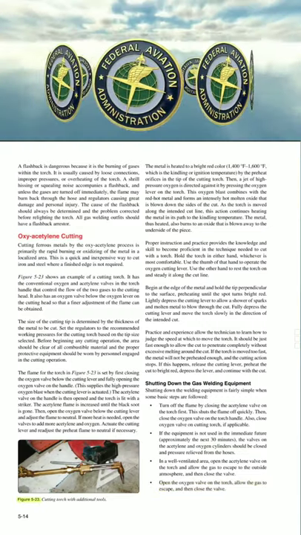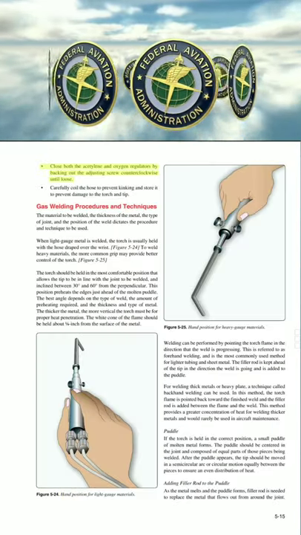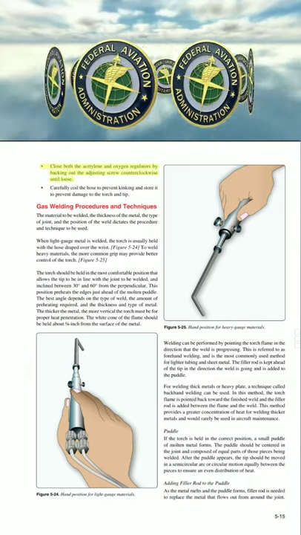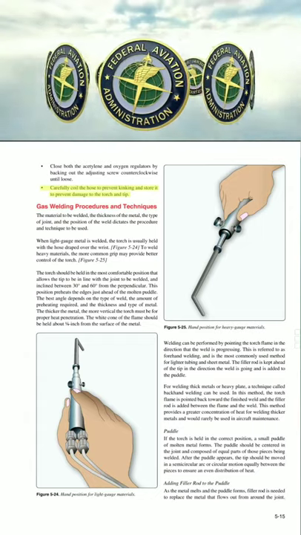Figure 5-23. Cutting torch with additional tools. 5-14. Close both the acetylene and oxygen regulators by backing out the adjusting screw counterclockwise until loose. Carefully coil the hose to prevent kinking and store it to prevent damage to the torch and tip.